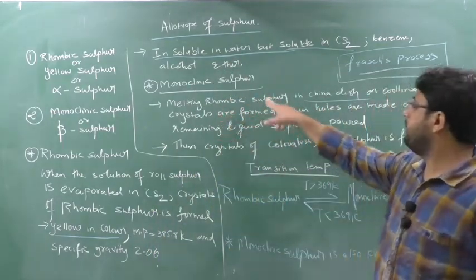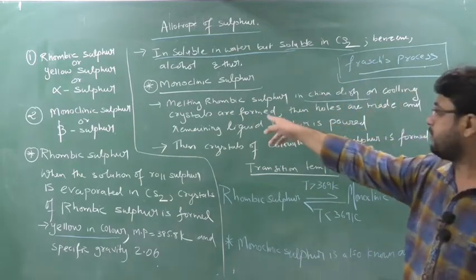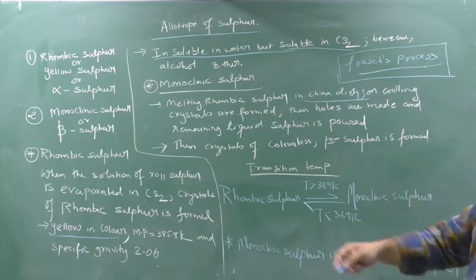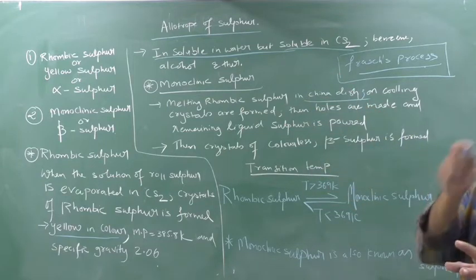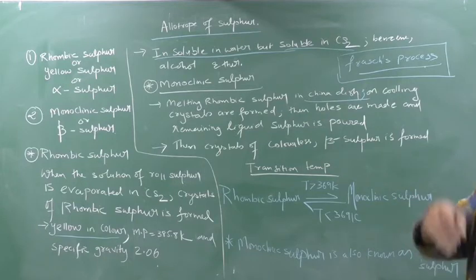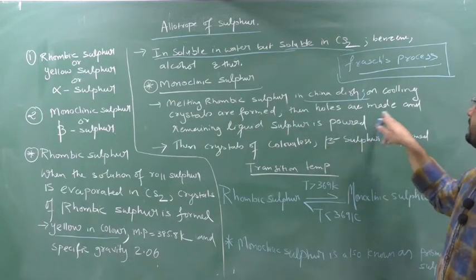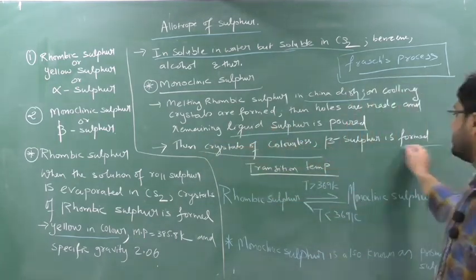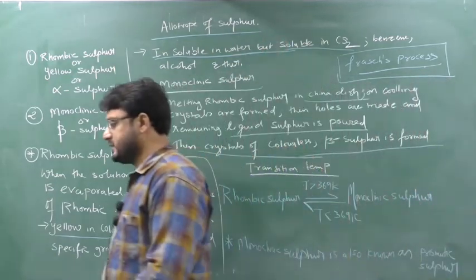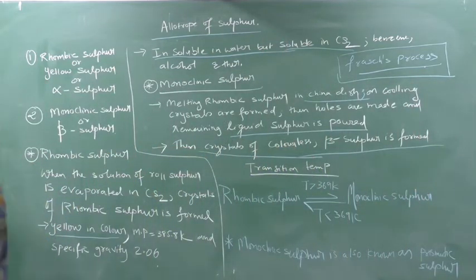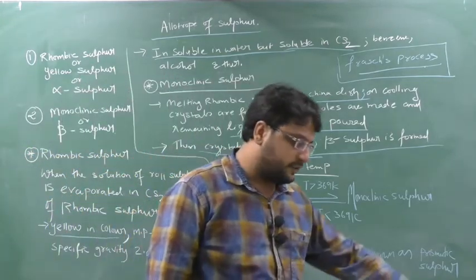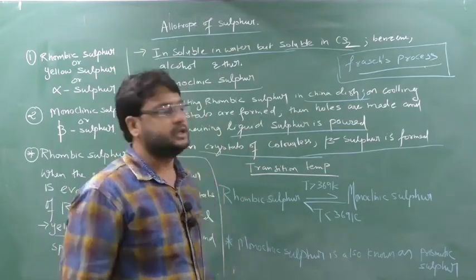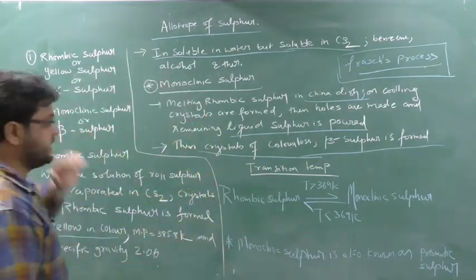So see, melting rhombic sulfur in a china dish, on cooling crystals are formed, and those crystals are known as monoclinic sulfur. But on those crystals a number of holes are made to remove the molten sulfur present inside. Then the remaining liquid sulfur is poured out, and crystals of colorless are formed, which is known as beta sulfur or monoclinic sulfur. That colorless crystal is known as monoclinic sulfur or beta sulfur.